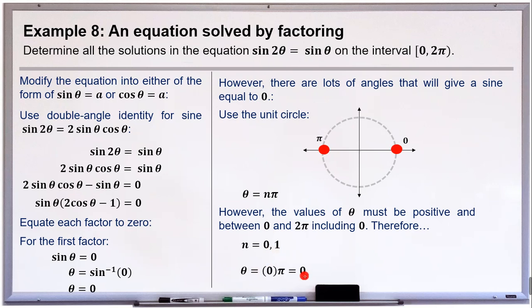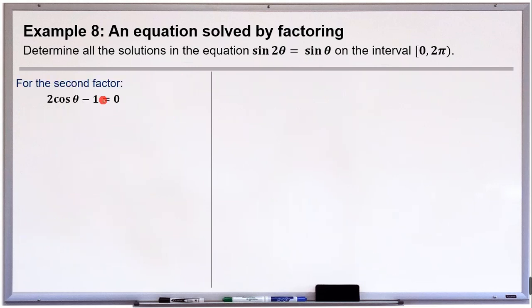So we only have theta equals 0 and theta equals pi. Next, we will proceed to the second factor. The second factor is 2 cosine theta minus 1 equals 0. Transpose -1 to the right side and divide both sides by 2. So you have theta equals the arc cosine of 1/2.